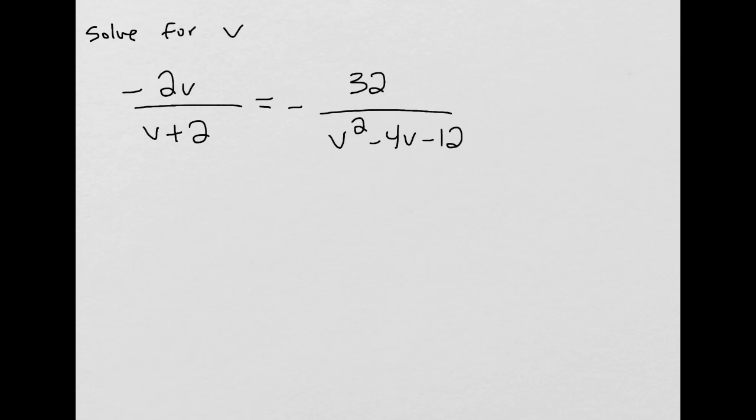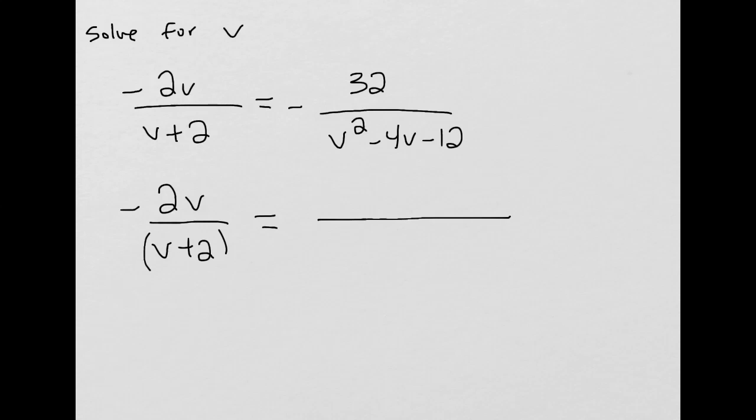Okay, so if we follow our steps, our first step is let's factor the bottom so we can come up with a least common denominator. The first guy can't really be factored any further. The second guy does factor into v minus 6 times v plus 2.